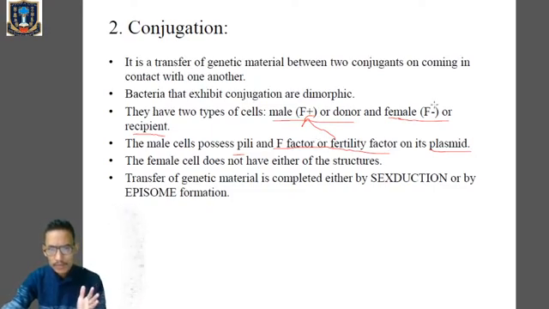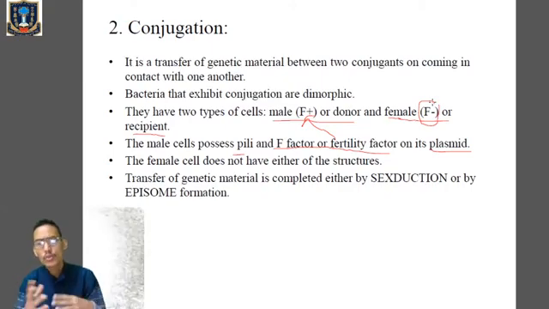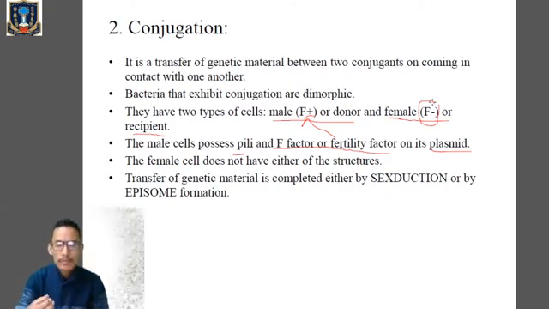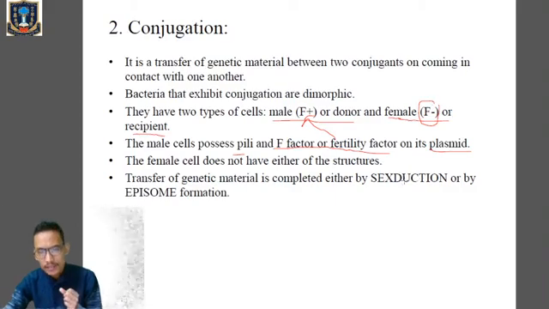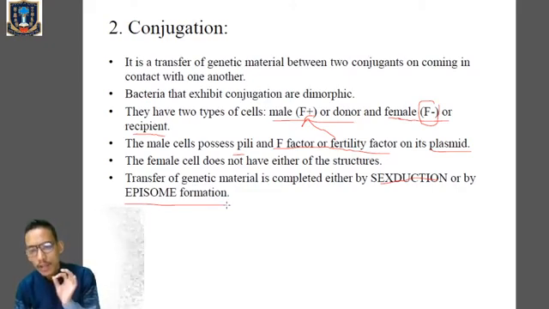But the female cells, F minus, they don't have any type of such structures. They don't have pili or they don't have fertility factor. That's why they are known as F minus. Okay, and the transfer of genetic material between the two conjugates is completed by the process of sexduction or by the process of episome formation. Okay, so what is conjugation? It is the transfer of genetic material between the two conjugates on coming in contact with one another.